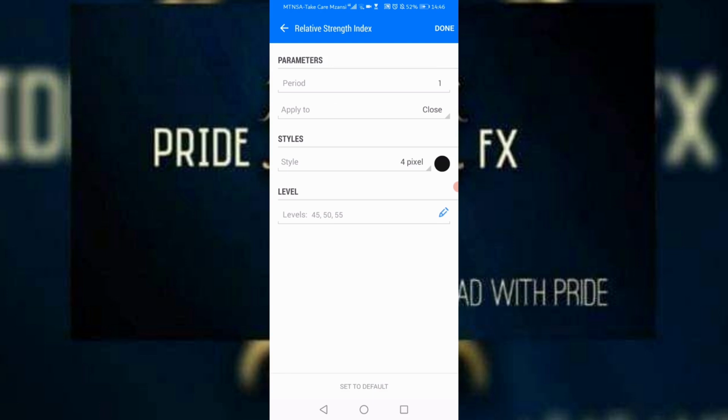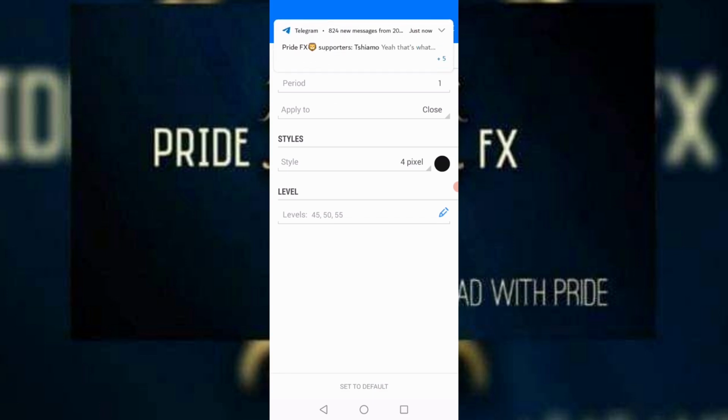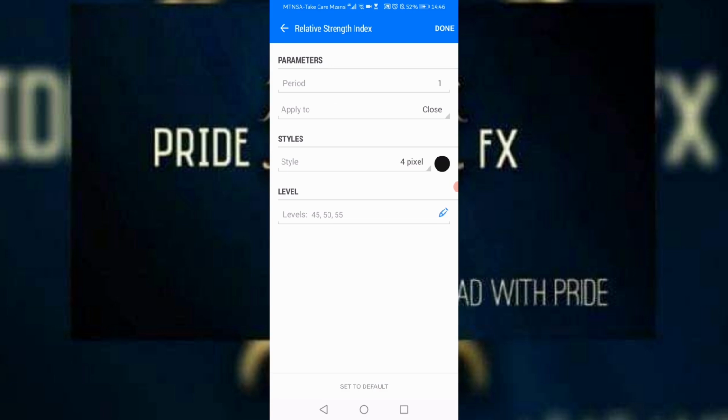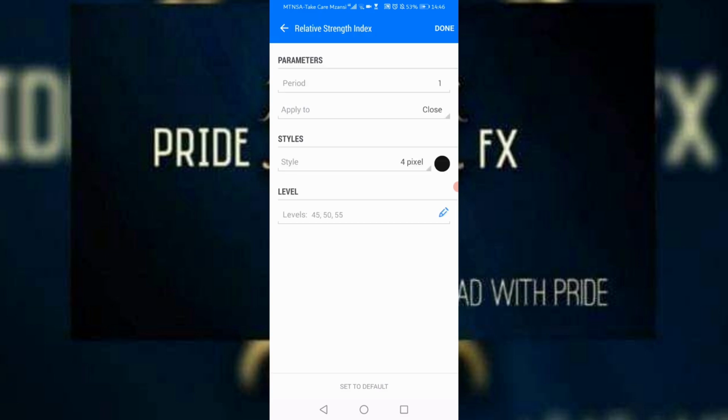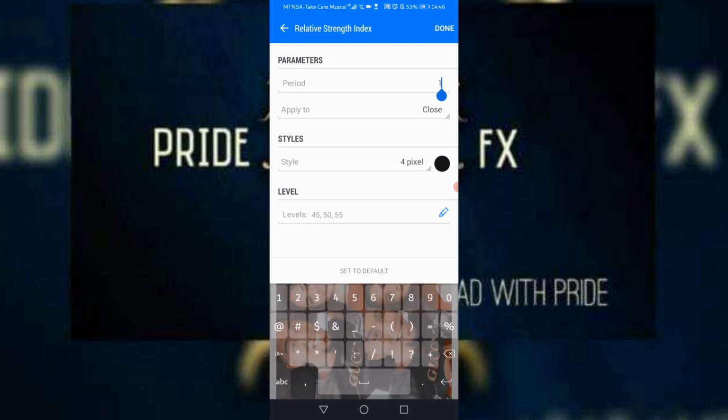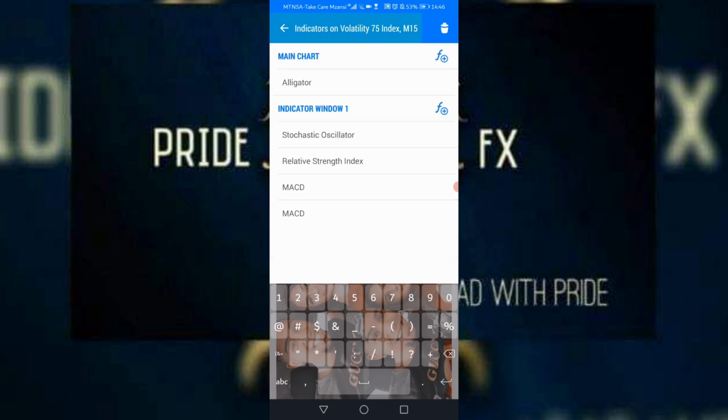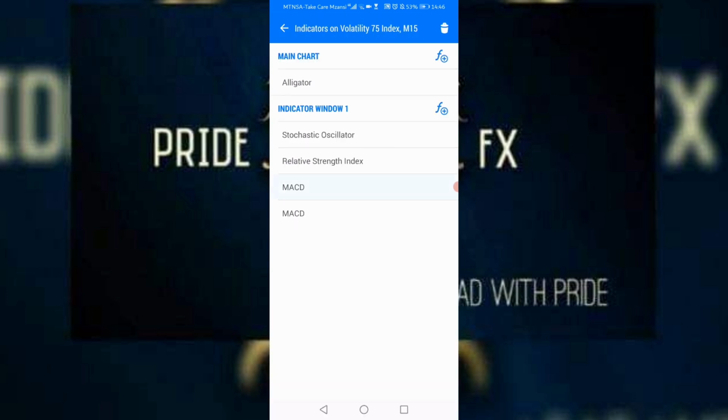Okay, and then you come into your relative strength index, and for relative strength index you're going to apply 45. So these levels 45, 50, 55, you can leave it as default settings or you can use period 1. So most people are using period 14. I just decided to use period 1 so that the blue line doesn't appear on my chart.